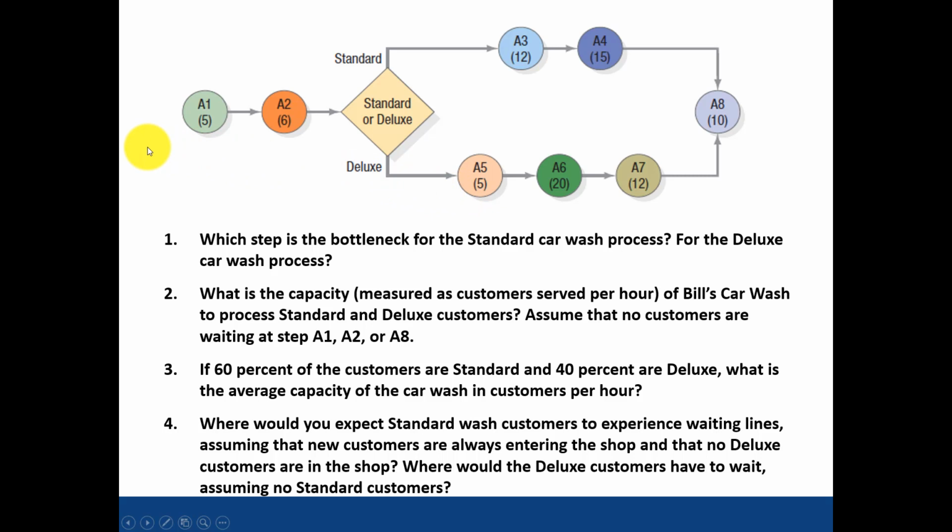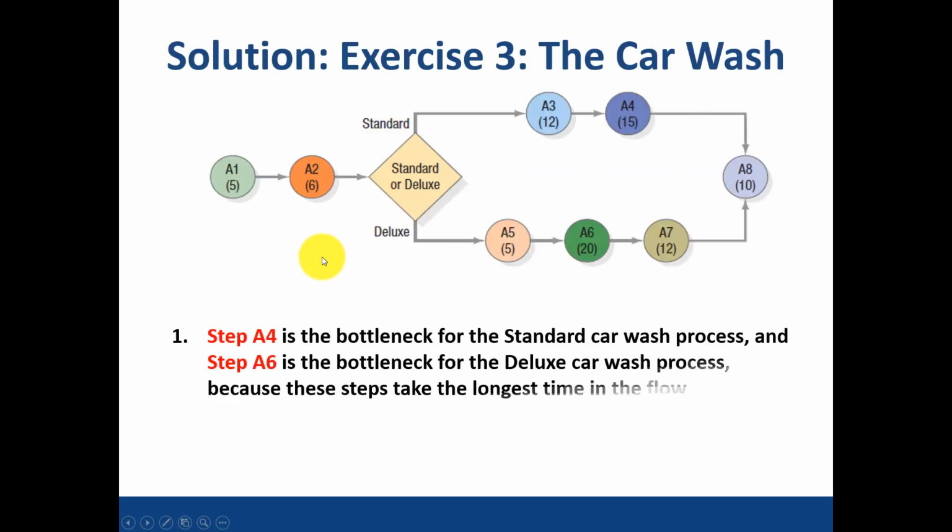This is just like a similar question like Barbara's Boutique. And lastly, number 4, where would you expect the standard wash customers to experience waiting lines, assuming that new customers are always entering the shop and that no deluxe customers are in the shop? Where would the deluxe customers have to wait, assuming no standard customers? So just like Barbara's Boutique, where do you expect waiting lines here, and here? That's WIP basically. All right, so let's go by parts.